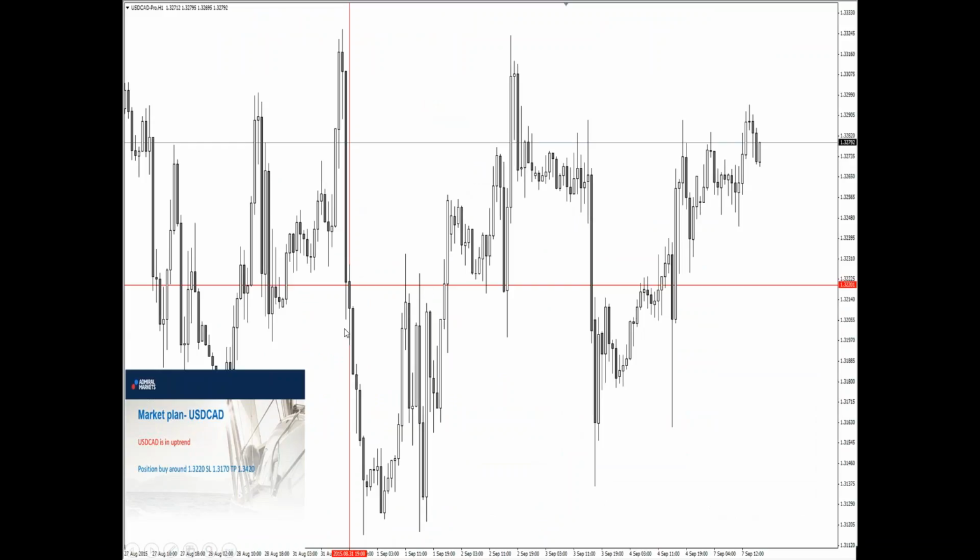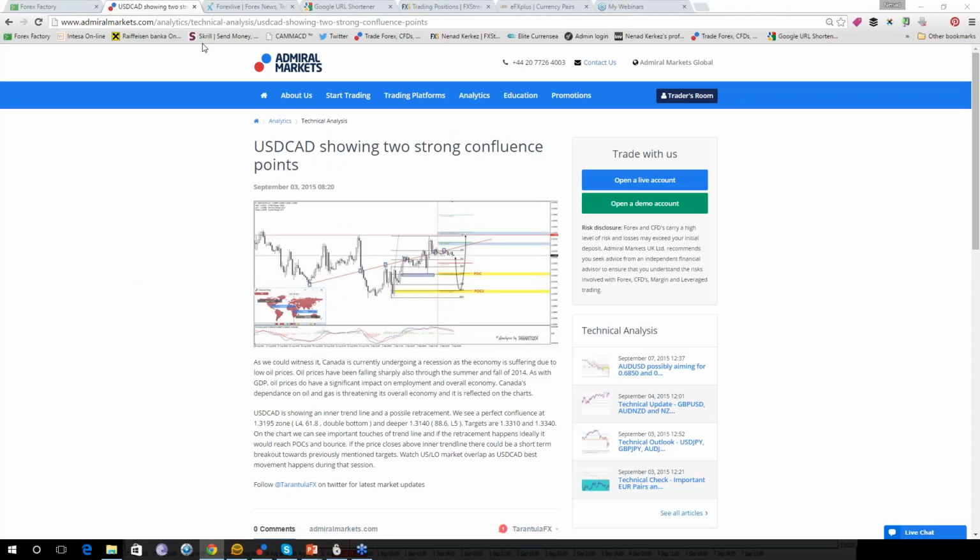Then later during the week, I made Australian dollar CAD analysis, and I think that if you went with it, I will show you, you could have made more than 100 pips on a single trade because that was a clear entry, and I will show you that now on dollar CAD. Okay, dollar CAD showing two strong confluence points.